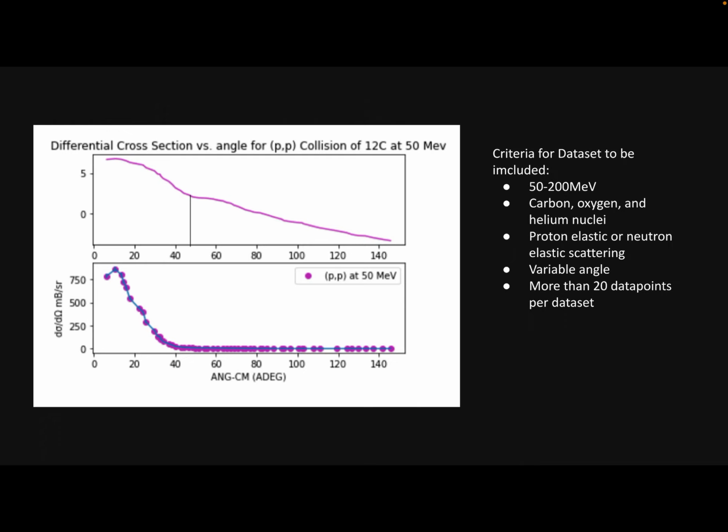I tried to look for different types of isotopes, not just carbon-12, but also carbon-13 or carbon-9. But for the most part, there were only carbon-12, oxygen-16, and helium-4 nuclei that were usable by the previous criteria. There was one carbon-13 point though. Meanwhile, there's only proton elastic or neutron elastic scattering for the purposes of this, and there had to be variable angles, and there had to be more than 20 data points per data set, because otherwise it would not develop a significant enough dip for it to be recorded, or there were false recordings of that. So that's why more data points are needed.